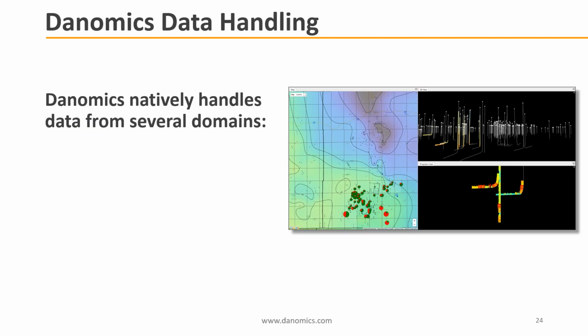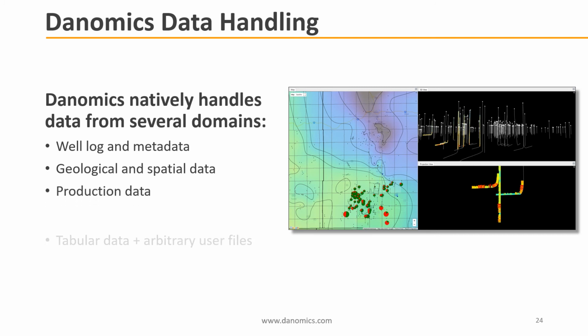With respect to data handling within Danomics, we handle a broad array of data types natively within the platform. So, for example, well log and well header metadata are native to the platform. Most types of geological and spatial data are available within the platform, production data, and then really any type of tabular data. So any data that resembles a spreadsheet, you can bring into the Danomics platform, and we can handle that natively. And we also have the ability for users to bring in arbitrary files into the platform that they can then access.